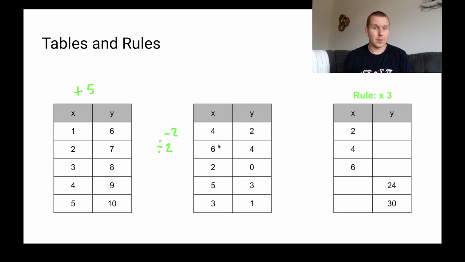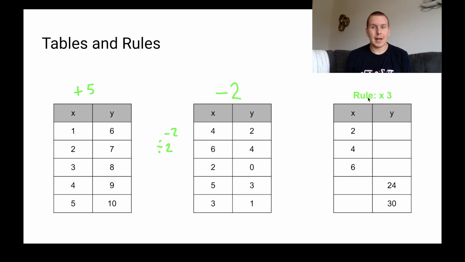6 to 4, looks like we might be subtracting here because 6 divided by 2 wouldn't give us 4. But again, we got to make sure it works for all. 2 minus 2 gives us 0. 5 minus 2 gives us 3. Looks like we've got a good rule here. So our rule is going to be subtract 2. Easy peasy. Now let's try one that maybe isn't as easy.